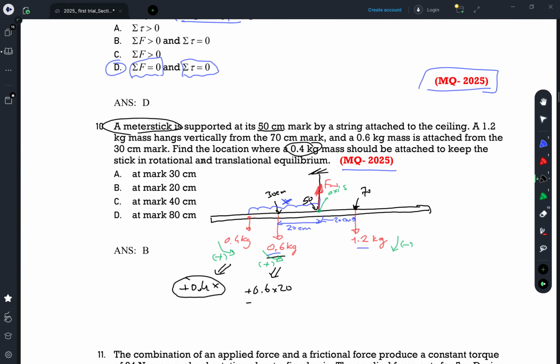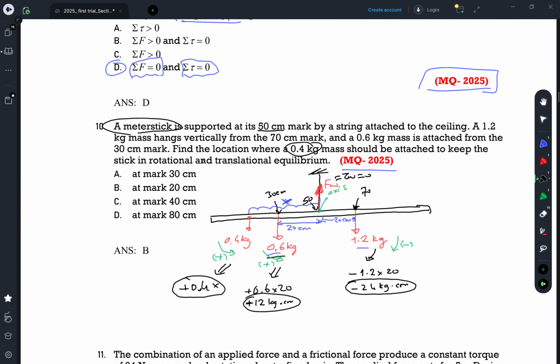So this is going to be positive 12 kilogram centimeter torque. And 1.2 kilogram is going to produce negative torque. 1.2 is the mass times the distance, again 20 centimeters. 1.2 times 20 is going to be 24, so negative 24 kilogram centimeter torque. Fn produces zero torque because we chose this point as the axis of rotation.